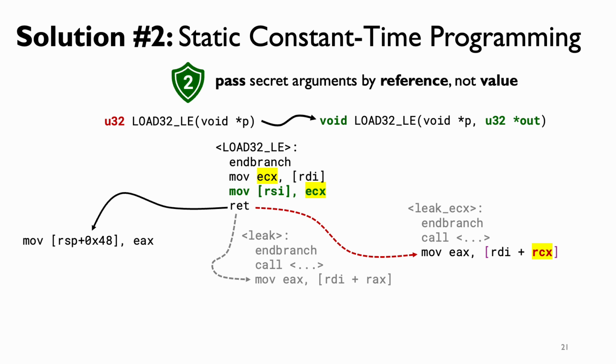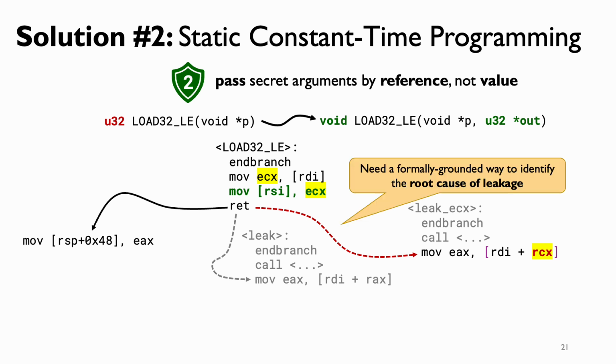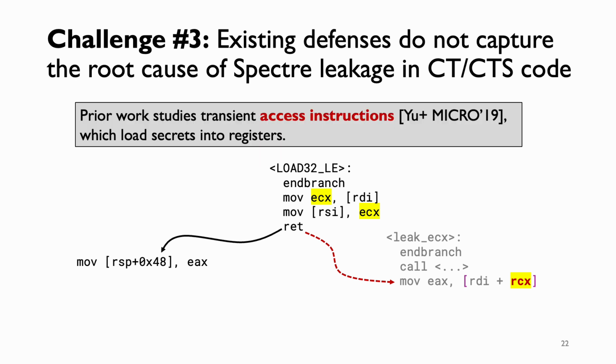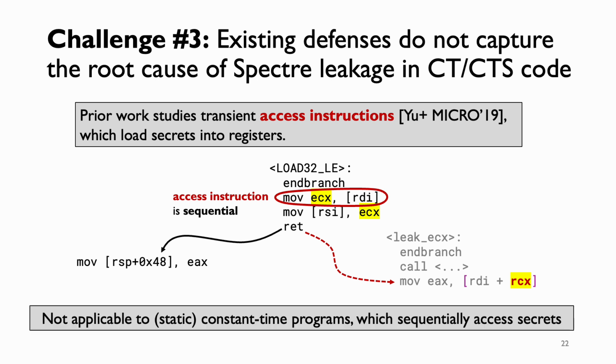To reason about these remaining leaks rigorously, we need a formally grounded way to identify Spectre leakage in static constant time programs. And so that takes us to our final challenge, which is that existing approaches fail to capture the root cause of Spectre leakage in constant time and static constant time code. So prior work primarily focuses on transient access instructions. Access instructions simply load secrets into registers. But in our example, the access instruction is sequential, not transient. So that means that these approaches don't tell us how to prevent this sequentially accessed secret from leaking.